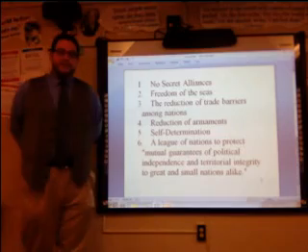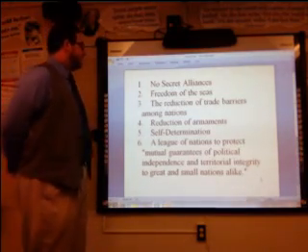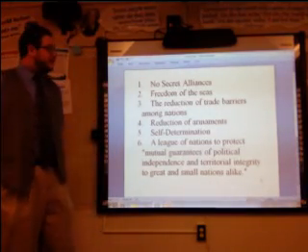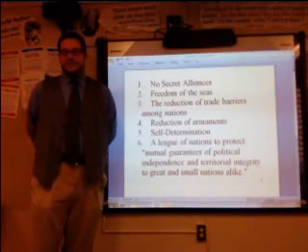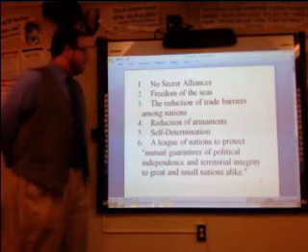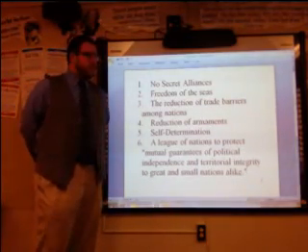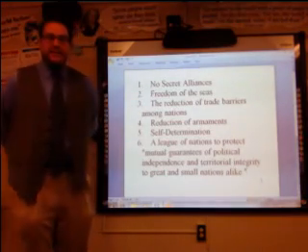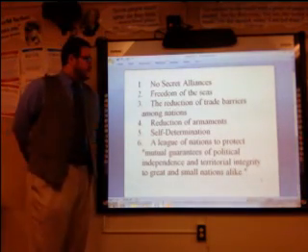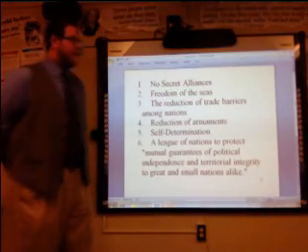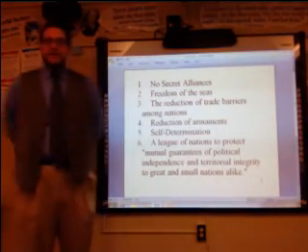The second point that Wilson made was that the seas should be free for everybody. Freedom of the seas, freedom for shipping and merchant trade and all that sort of stuff should be open to everyone, that blockades were illegal, and all things like that. All nations that had access to the sea should have freedom of the seas.